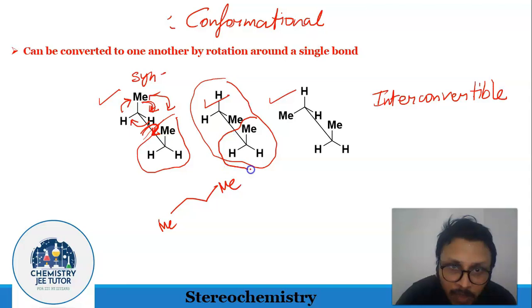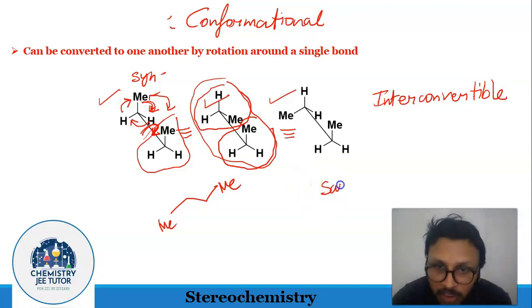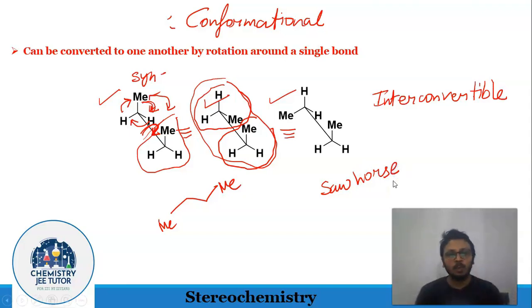See, this part of the molecule is the same. It is only this part of the molecule which is converting. And these are the same, and the same is the case with this. So these are conformational isomers. This, as I say, is a Sawhorse projection. I'll tell you what projections are later, but just for naming, this is a Sawhorse projection.